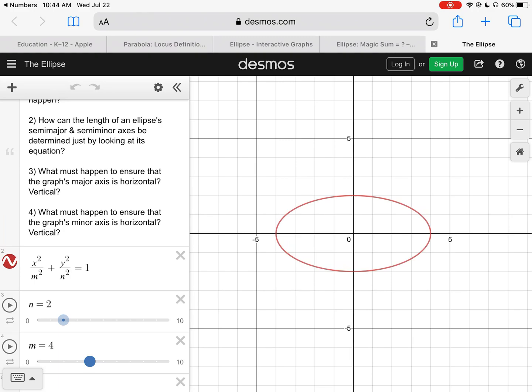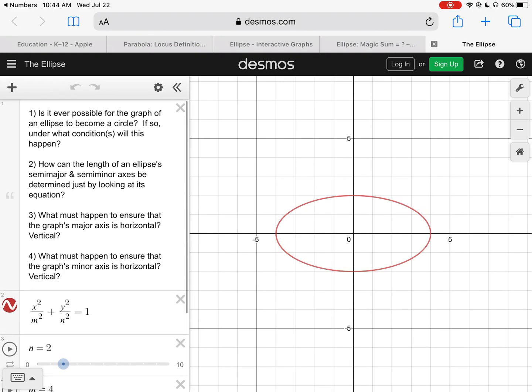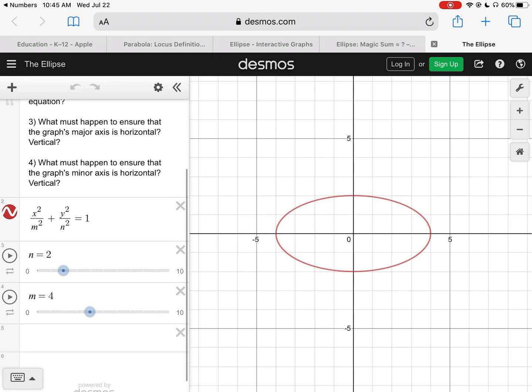So let's just tackle each one of these questions, okay? First question, is it ever possible for the graph of an ellipse to become a circle? If so, under what conditions will this happen? I ask this because an ellipse, being an oval, is a lot like a circle, right? And even the equation for the ellipse follows a pretty similar format to a circle in that both x and y are being squared and you have addition in between them, okay? So what's the difference between the equation being a circle versus an ellipse, right?